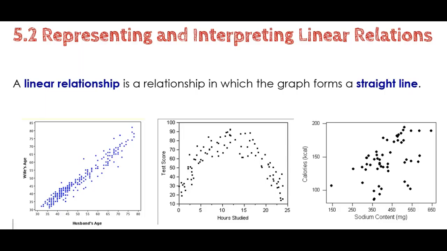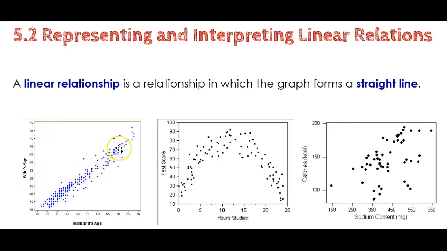All right, so today's lesson is on representing and interpreting linear relations. A linear relationship can be identified if you simply look at the scatter plot of the data. You can call a relationship a linear relationship if you see that the trend it seems to form is evident by a straight line.